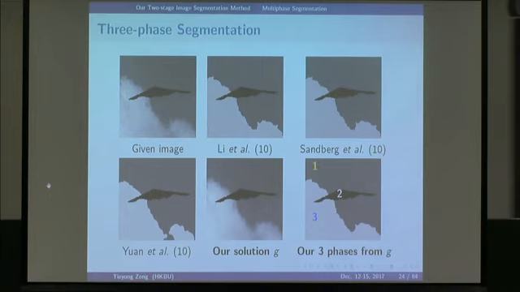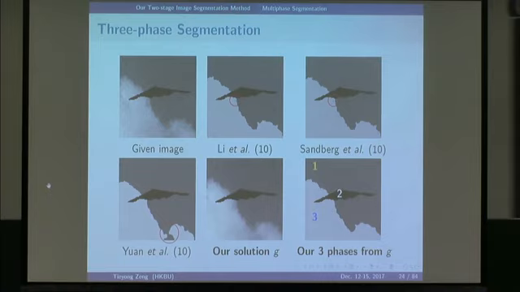Given the image here, our solution image is the smoothing part, and then you use k-means to automatically determine the parameters, and then you segment it into three phases. You can see that for some other method, this one is very nice, but because it uses a constant image to approximate, here it is broken. But for us, it is somewhat better.